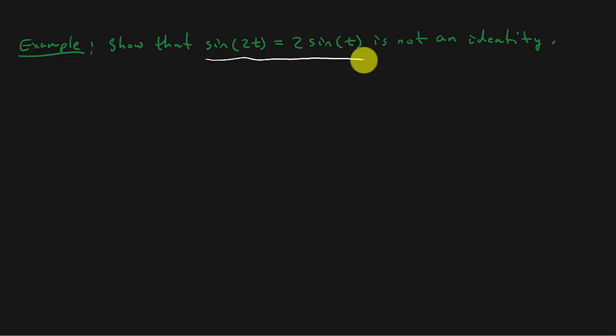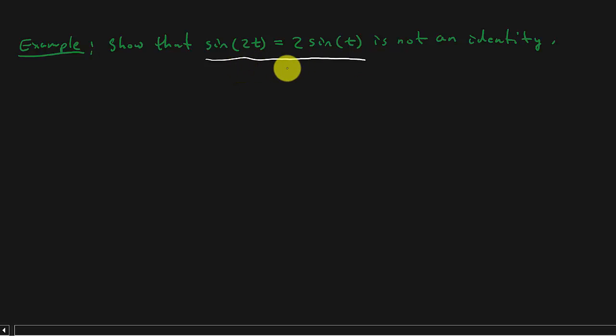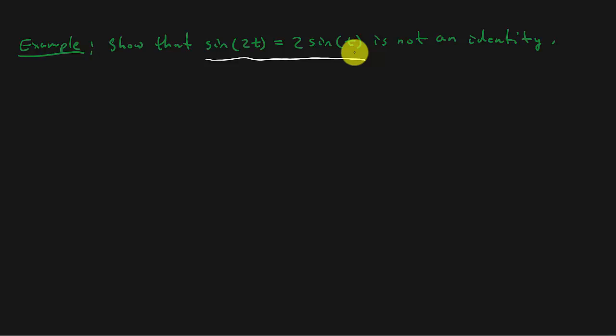Now, there may be an instance where you try to show that this is not an identity, you pick an angle, plug it in, and you get the same thing on both sides. That does not mean that it is an identity. That means it works for that angle. So then try another angle. If you get the same thing again, then you might be thinking, okay, this may be an identity. And then you would have to do what we're going to do in the next video.